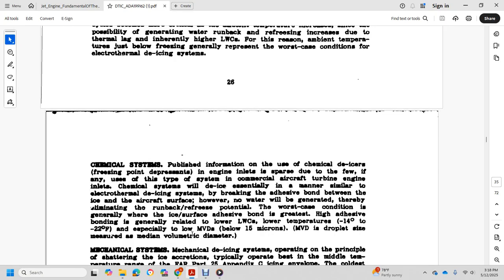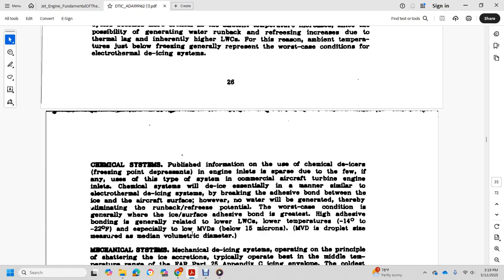Chemical system de-icing works in a manner similar to electrothermal de-icing, by breaking the adhesive bond between the ice and the aircraft surface, but with no water generated, thereby eliminating the runback refreeze potential. The worst case condition generally has high adhesive bond strength, generally related to low LWC with lower temperatures of negative 14 degrees to negative 22 degrees Fahrenheit, especially with low MVDs of 15 microns.